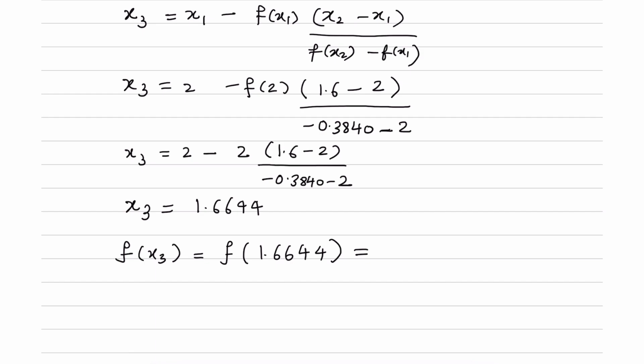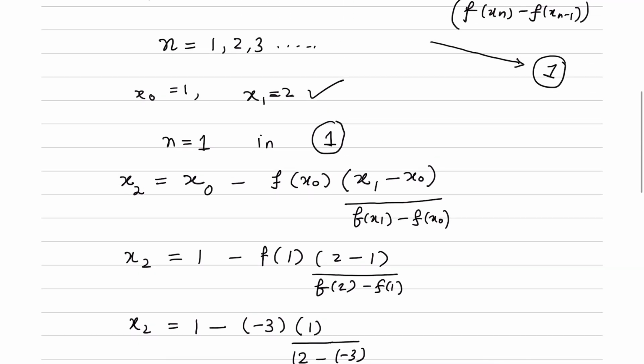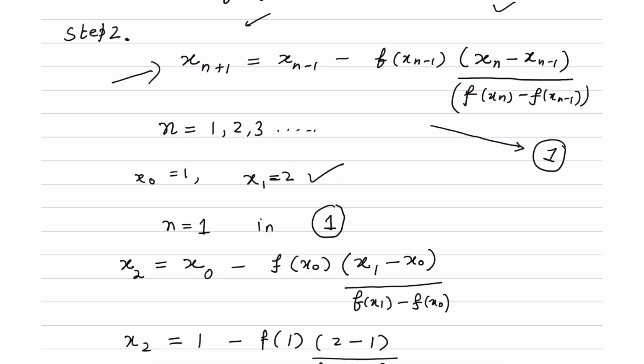The function we have is x cube minus 3x squared plus 7x minus 8. When we plug in 1.6644 in place of x, we get minus 0.0491. We did not exactly get 3 zeros on the right of the decimal, but at least we got 1 zero. So we are hopeful that we will soon approach the root. We will find x4 by putting n equal to 3 in this formula, because look at the left hand side, when we put n equal to 3, it gives us x4.